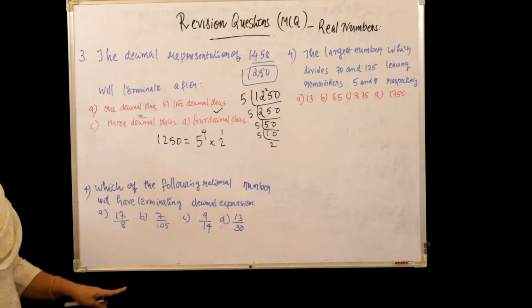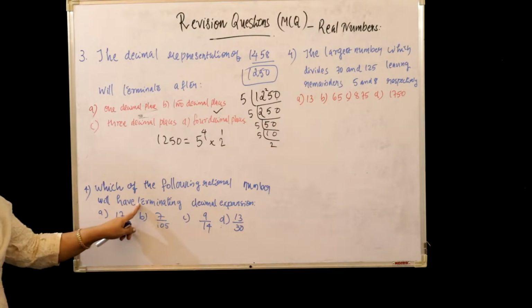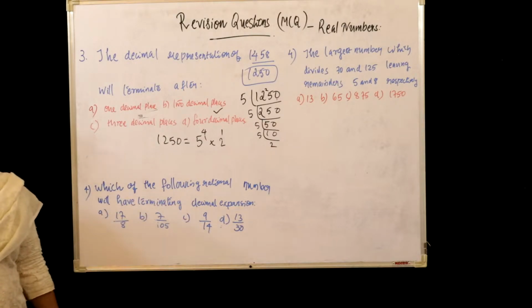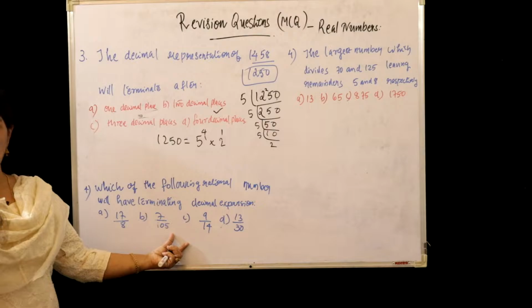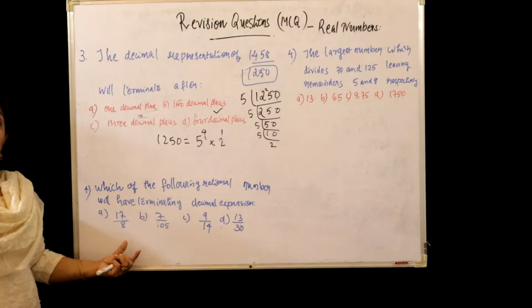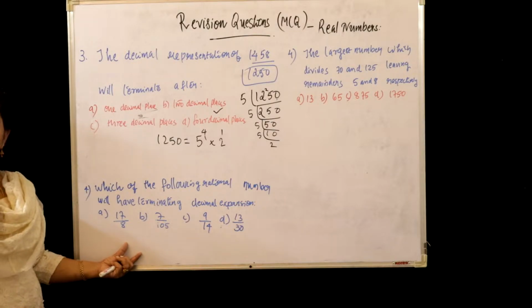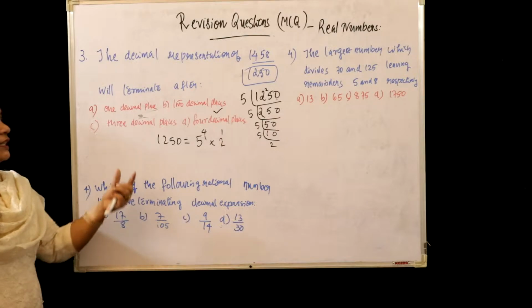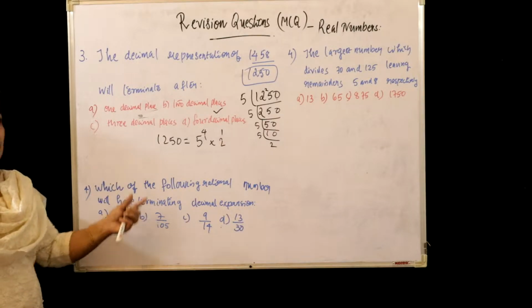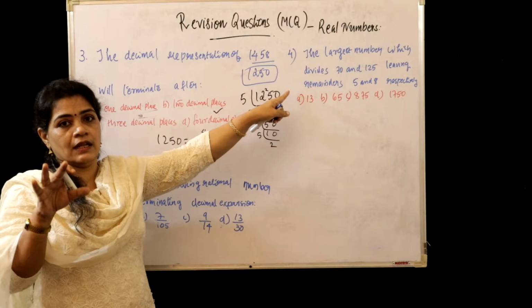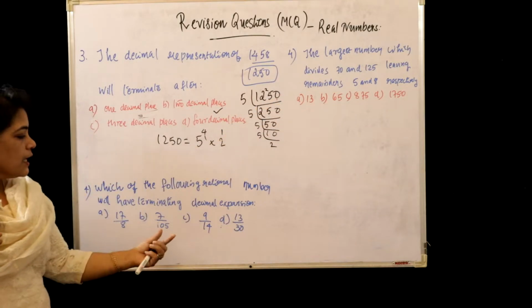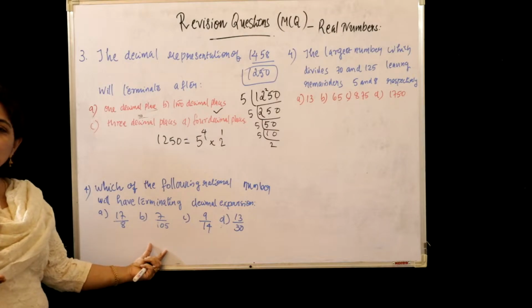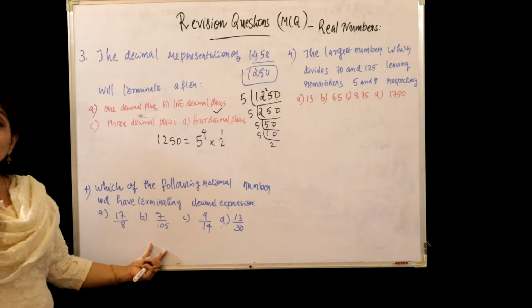Which of the following rational numbers will have a terminating decimal expansion? That means here we have 4 options, 4 rational numbers are given. Among these 4, which has a terminating decimal expansion? These two questions are different. In the earlier one it was given that it will terminate, and we had to find the number of decimal places. Here we have to find out among these 4 rational numbers which will terminate.